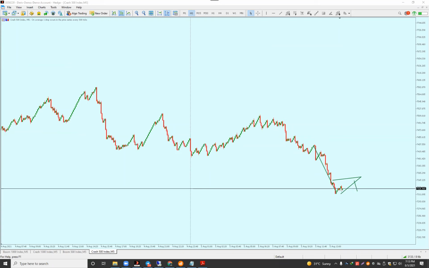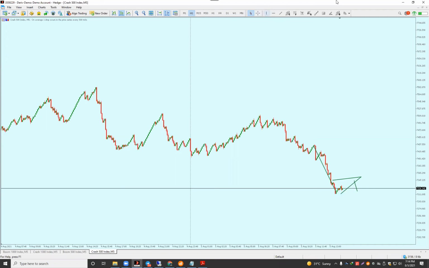So when any continuation pattern is confirmed, when it breaks a line, then we can enter again for the sale, right? This is the 5-minute time frame. Falling wedge or rising wedge? It will be rising wedge. A rising wedge in a downtrend is a continuation pattern. A rising wedge in an uptrend is a reversal pattern, right?